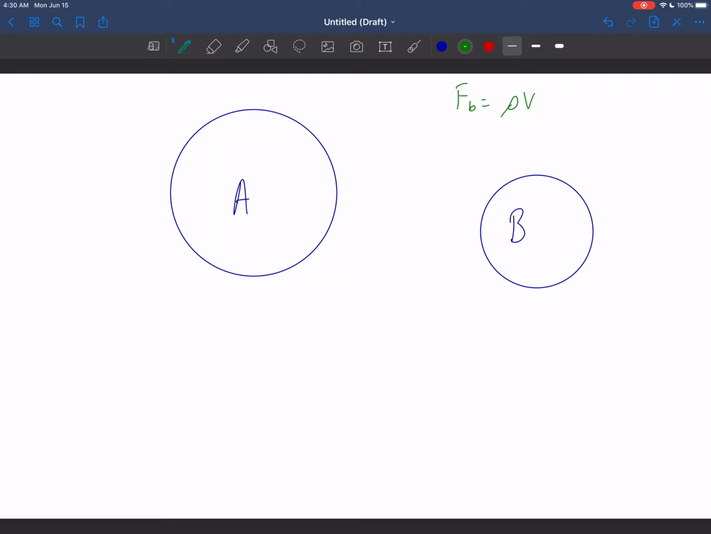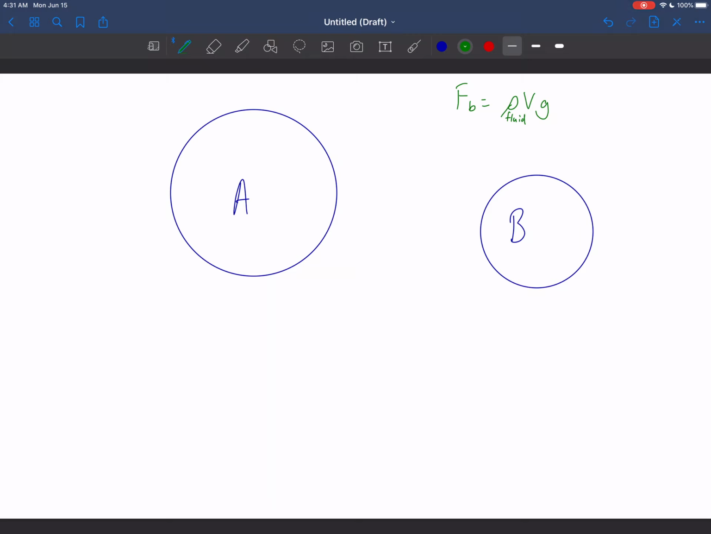rho V g, right? Now I see that rho and g, because both of these balls are on Earth, that g is gonna stay the same. This rho, both of these balls are floating and remember, it's not the rho of the objects here, it's the rho of the fluid. That's the key. So I should write rho of fluid, right? If you think it's rho of the ball, you might be thrown off, right?